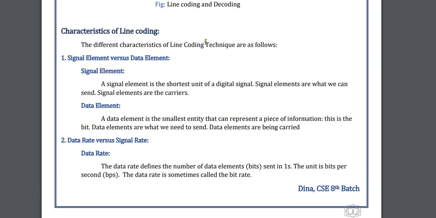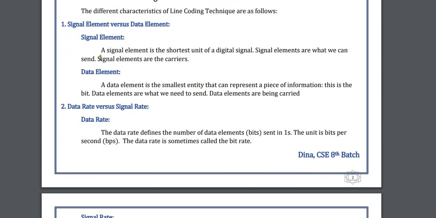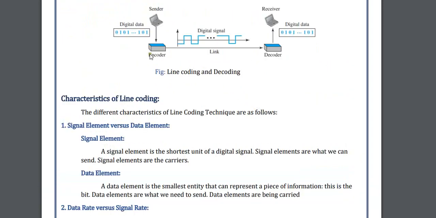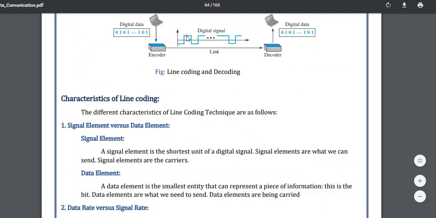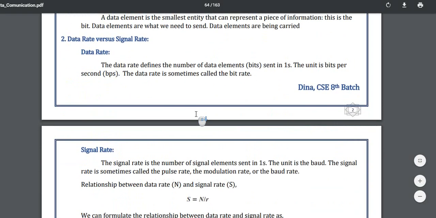Now, the characteristics of line coding. Signal element versus data element. A signal element is the shortest unit of a digital signal, and a data element is the smallest entity of data. Here 0 and 1 are data elements, and here this is a signal element, this is another signal element.